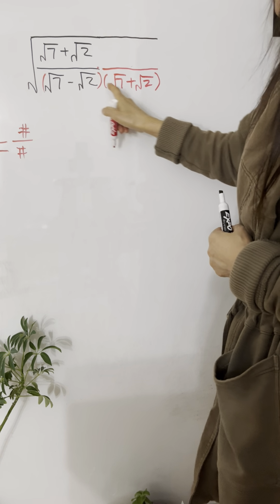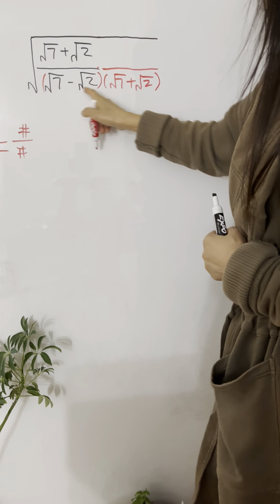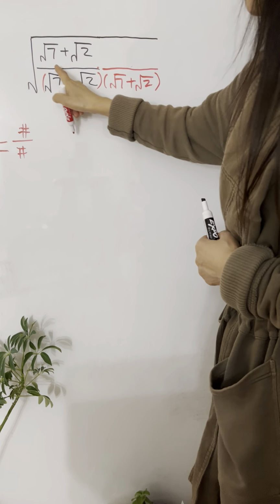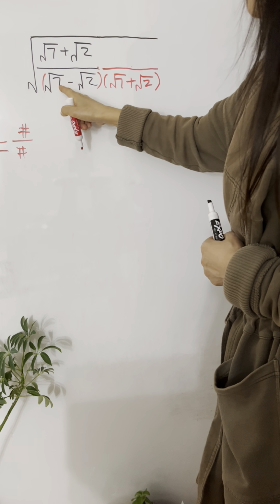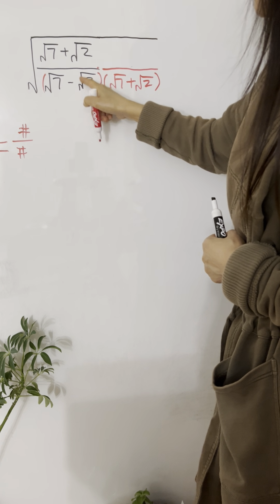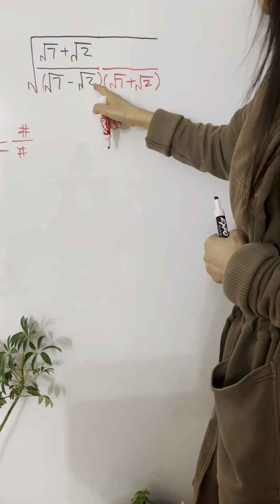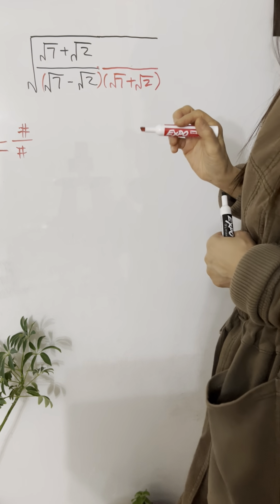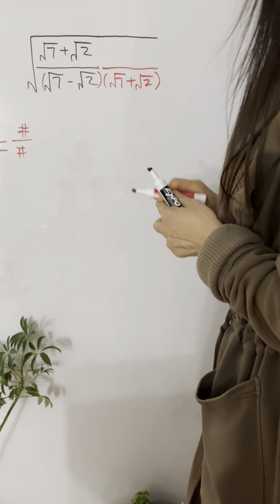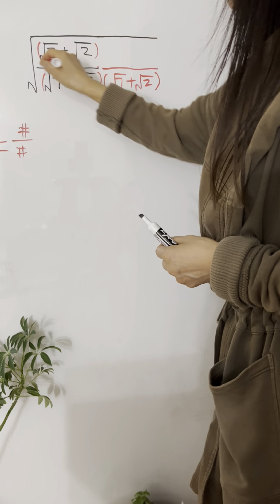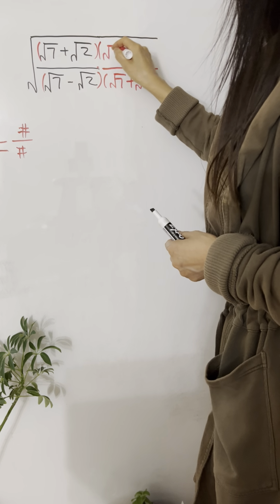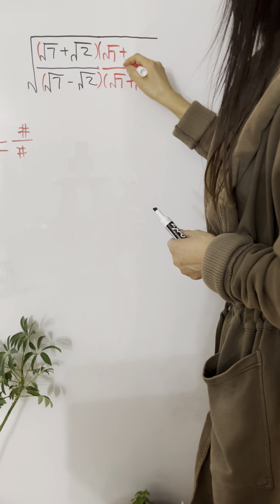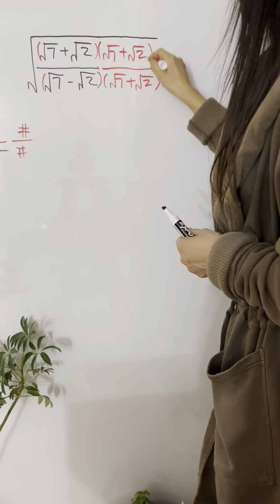According to the difference of two squares formula, the denominator would give us the first one squared, which is 7, minus the second one squared, which is 2. 7 minus 2, we would get 5 as a denominator. So we do the same for the numerator. We also multiply by square root 7 plus square root 2.